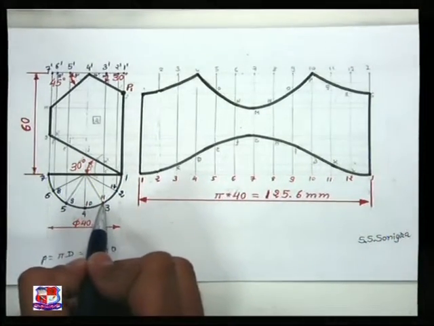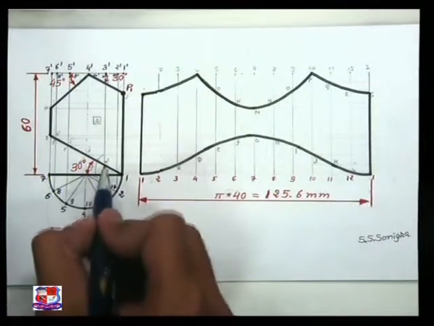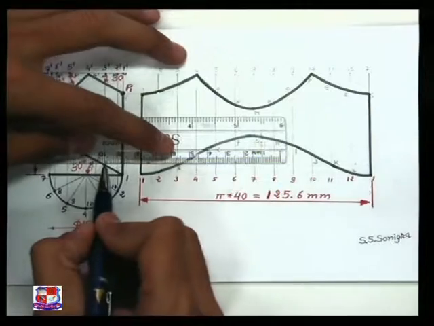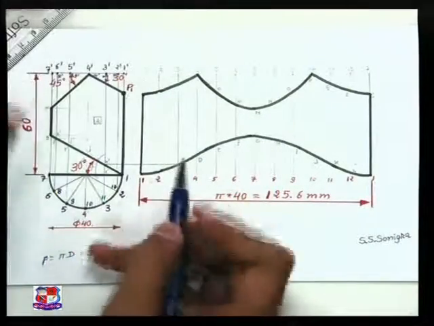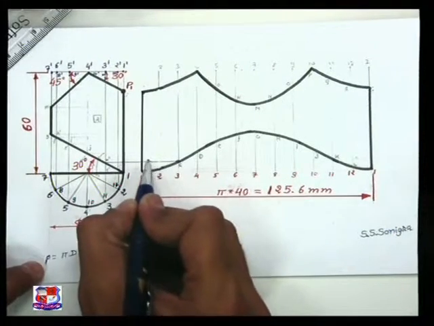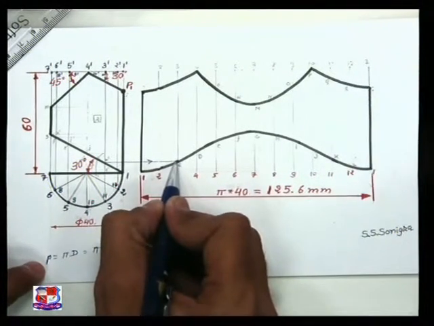So from 3, draw a vertical line that will cut this cut portion over here, and from that point draw a horizontal line like this, and that will cut the vertical line from point 3 at this point like this. So this is the transmission of the point.